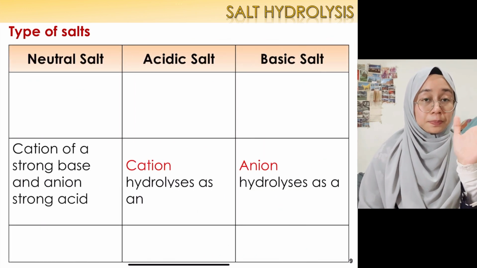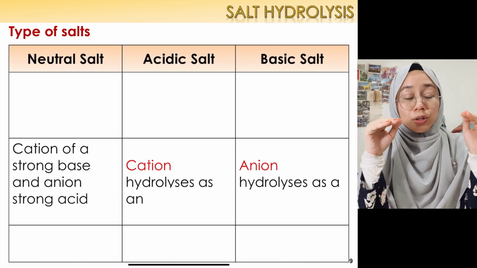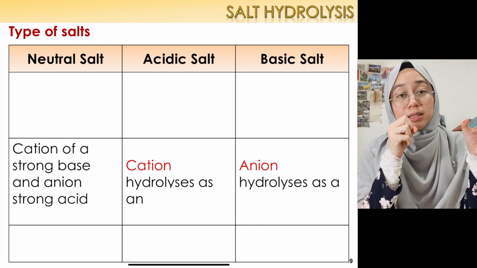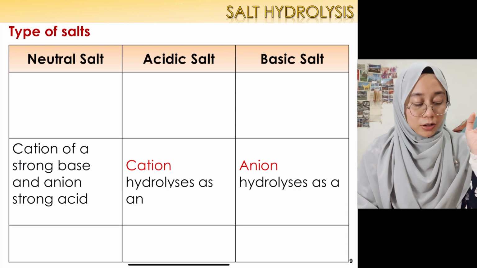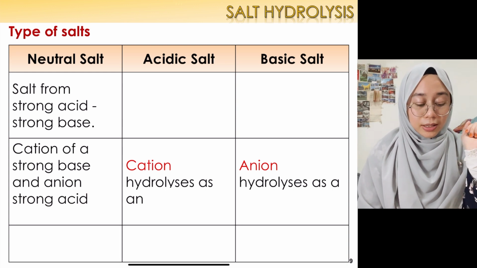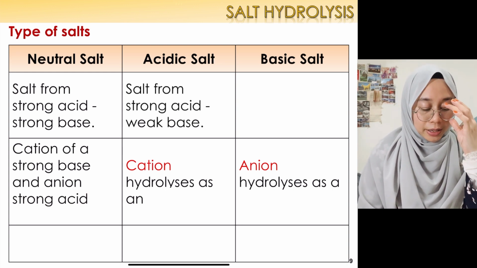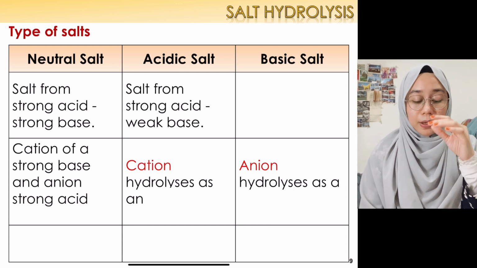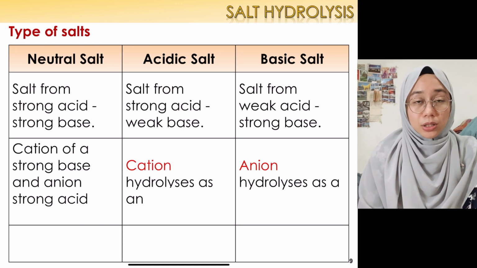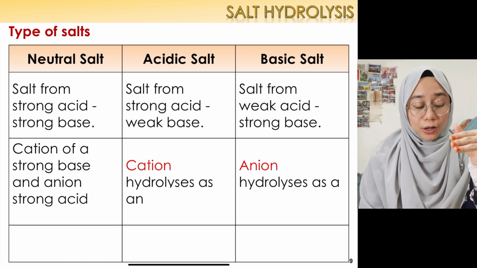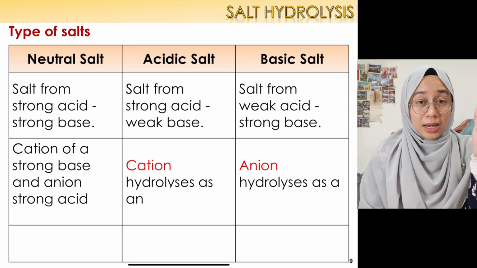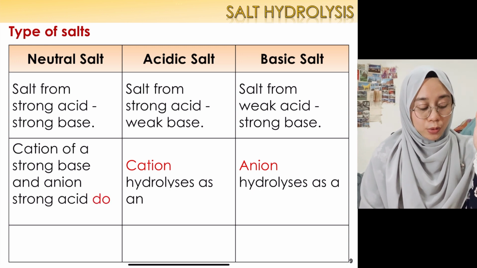Okay, so basically kita boleh tahu type of salt produced based on parent punya strength. Okay, so kalau kita tengok yang parent dia adalah from strong acid and strong base, so kita akan produce a neutral salt. Okay, kalau untuk acidic salt pula, it is produced from a strong acid with a weak base, meanwhile basic salt pula is produced from a weak acid with a strong base. Okay, so kalau neutral salt, the cation of the strong base and anion from the strong acid, will they hydrolyze with water? No, they do not hydrolyze with water.